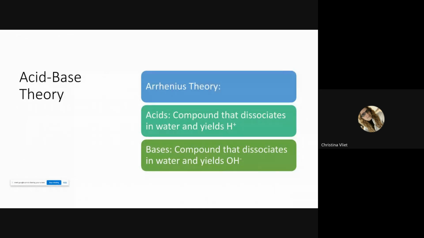First thing we're going to go over is something called acid-base theory, and we're only going to learn right now something called the Arrhenius theory, which is the most basic theory of acids and bases. The Arrhenius theory tells you the following, so you should write all of this down. An acid is a compound that, when placed in water, dissociates and makes H+.